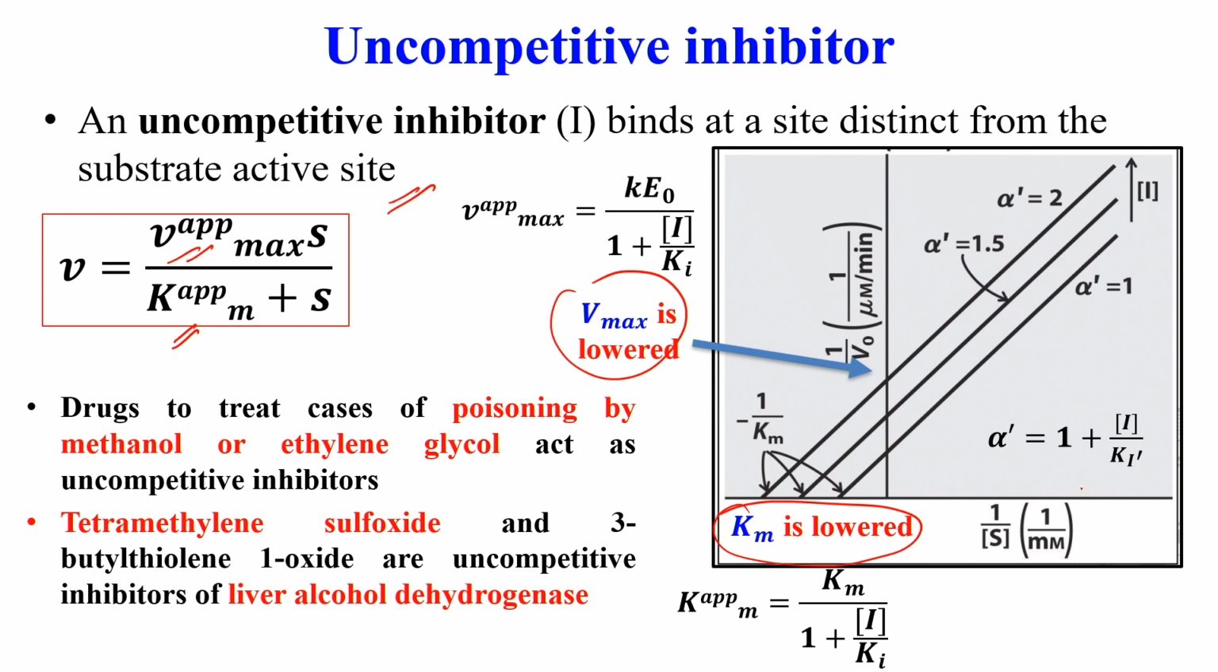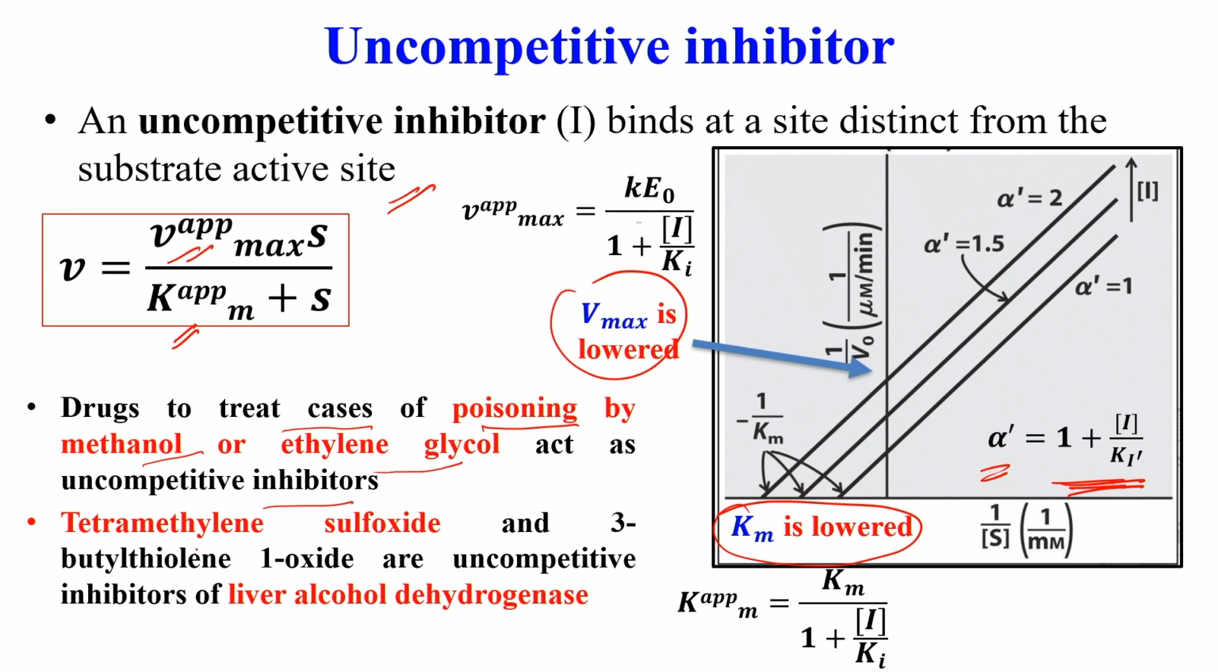And as we know, this V max apparent is V max divided by 1 plus I upon Ki. So, in this figure I upon Ki is represented as alpha, and you can see there is an increase in the value of alpha, there is an increase in the inhibition. I have listed a few examples for uncompetitive, like drugs to treat the cases of poisoning by methanol or ethylene glycol act as uncompetitive inhibitors.